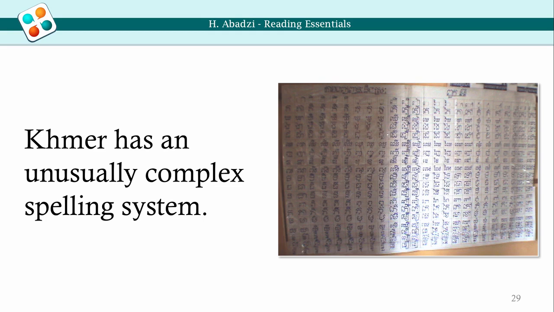Certain consonants cause vowels to be pronounced differently. Others are selectively silent. Several common words of Sanskrit origin are spelled, as pronounced earlier in India, very differently from their Khmer sound. Students need about 3 years and much practice to learn to read and write this script. Watch this short video from Cambodia.